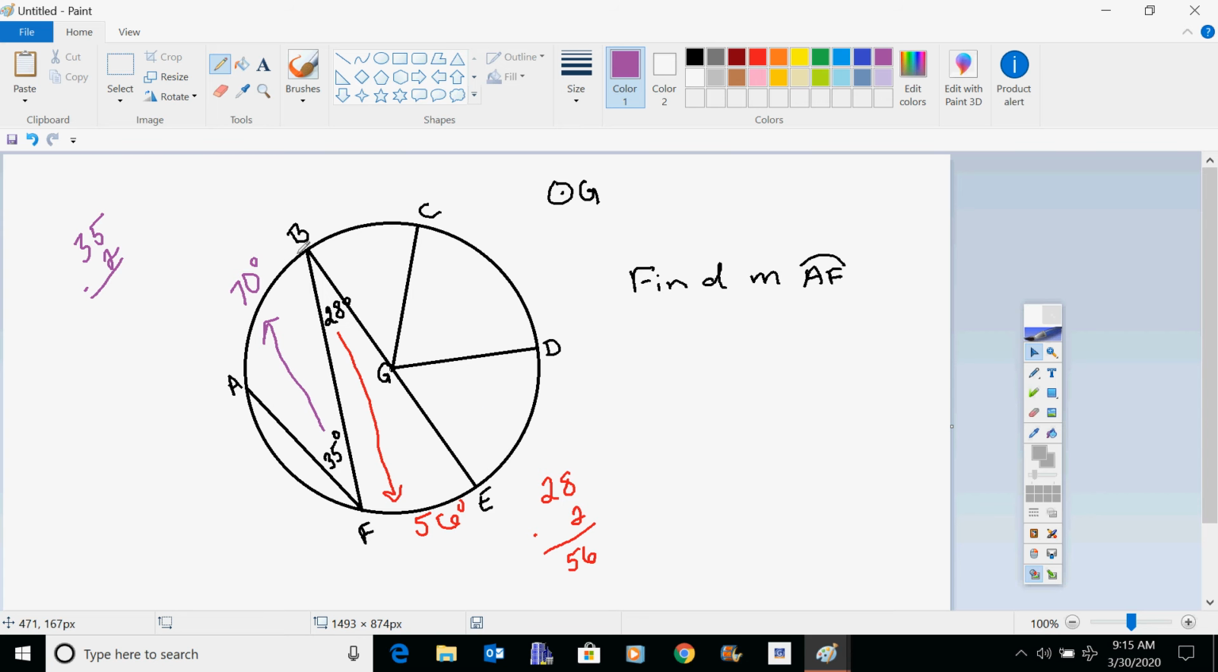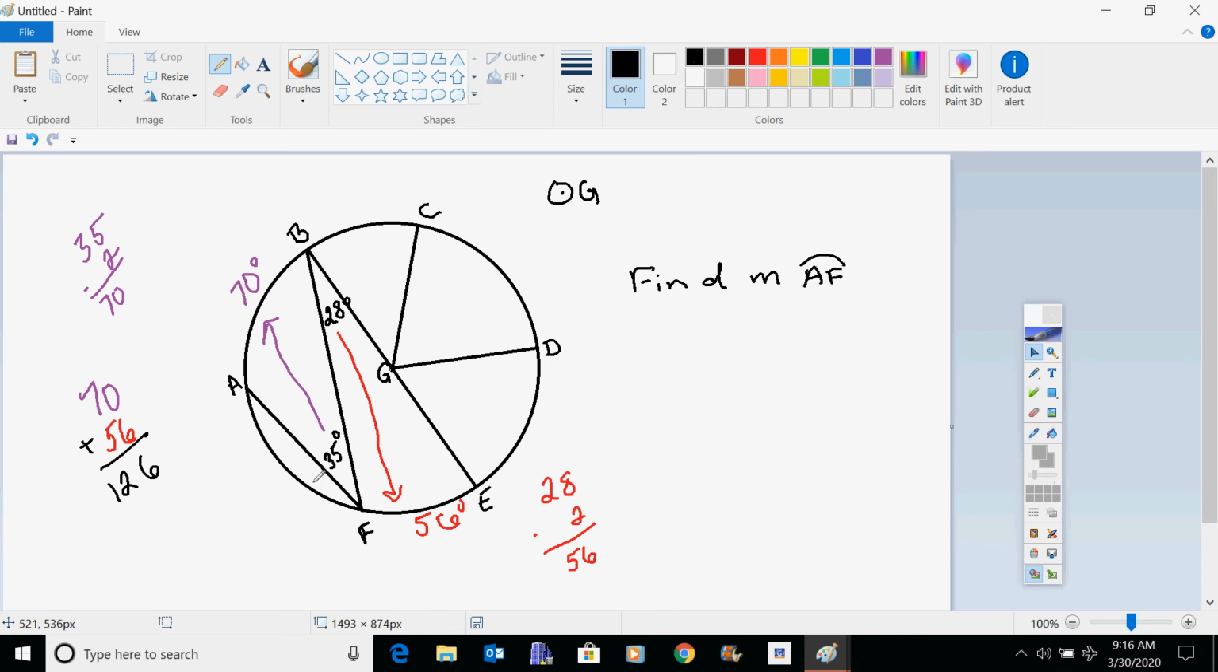To find this one, you've got a half circle or a semicircle, which adds up to 180, so you would need to take your 70 and add it to your 56, sorry, 56. What's in red here? 56. And when we add those up, we get 126.